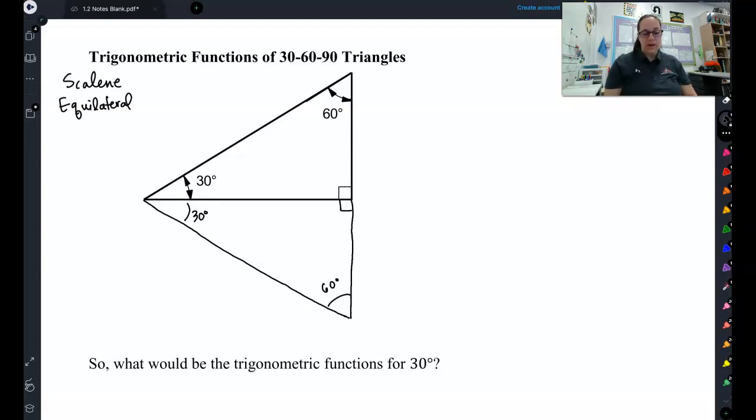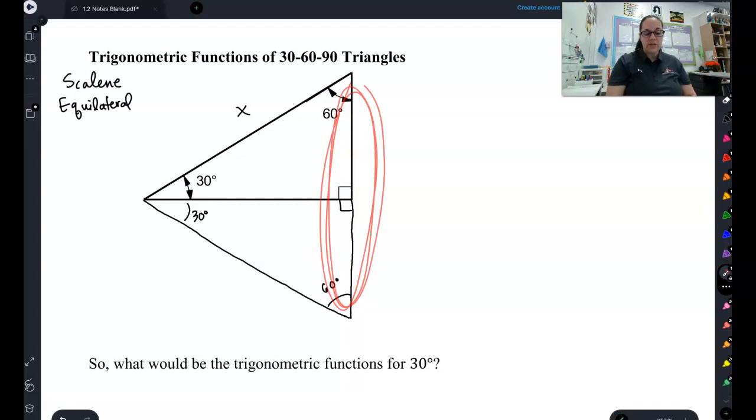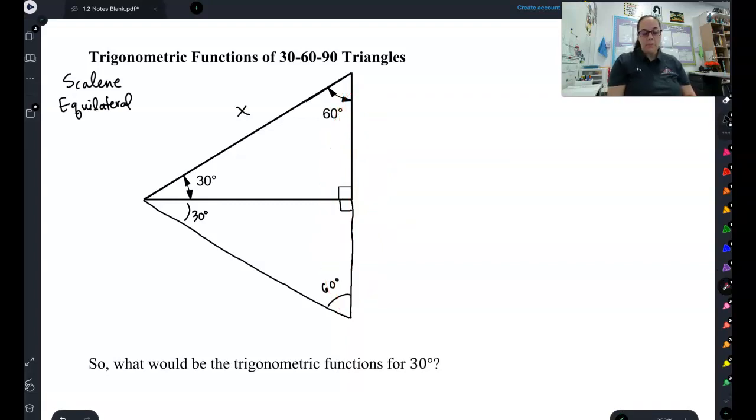So let's start by labeling this hypotenuse over here x. That's going to be our x this time. So if this side length is x, that means this side length is x, which means this side length is also x. Which means if this entire side length is x, that means this little side length has got to be half of x. So if this whole thing is x, then this is half of x, and this is half of x. So x over 2. So if that's x, this side will always be half of that length.